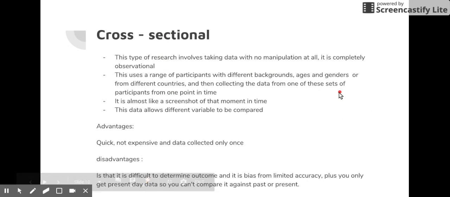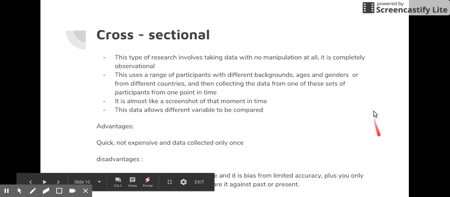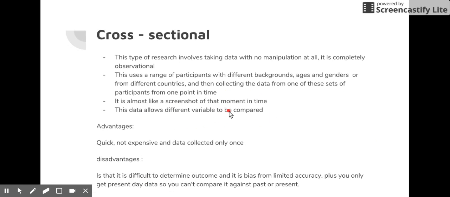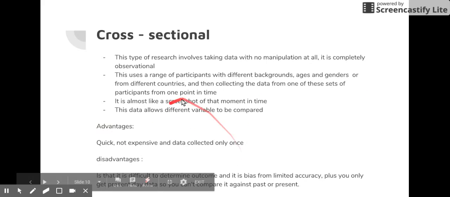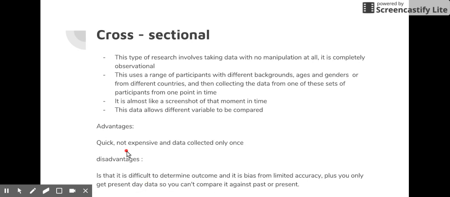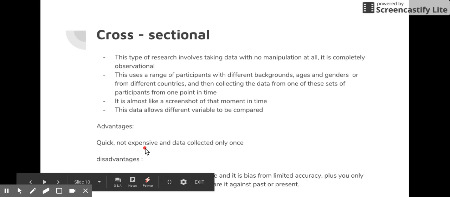So you're looking at a set of events, and you're looking at age 10 children, and you're seeing how they're all getting on in those events. So it also allows different variables to be compared. So the advantage is that it's quick. You're just watching, you're just noting it down. So it's almost a form of notational analysis. It's not expensive. You're only just ticking or writing down their scores, and data collected you only have to get once. It only has to be collected, and that's about it.